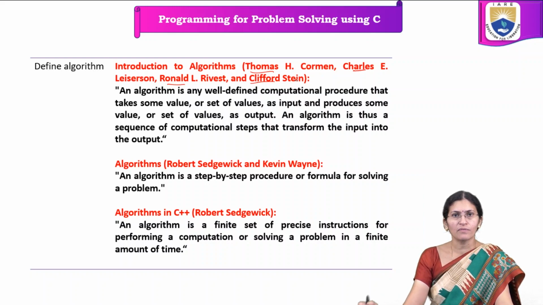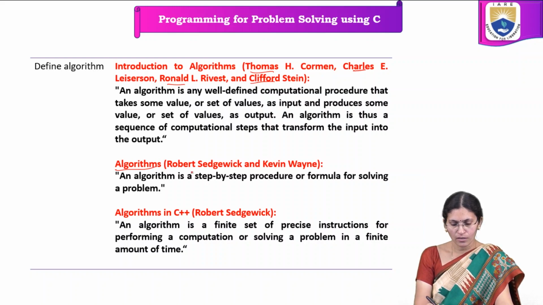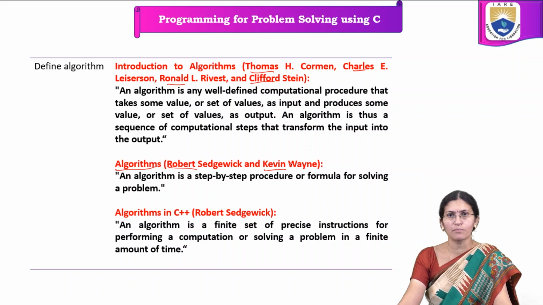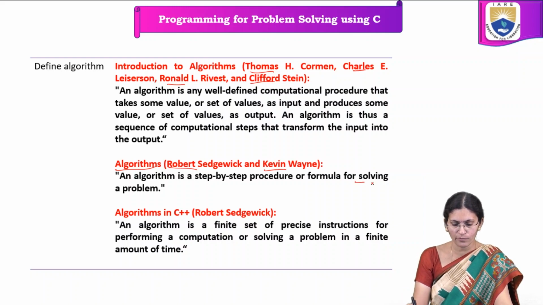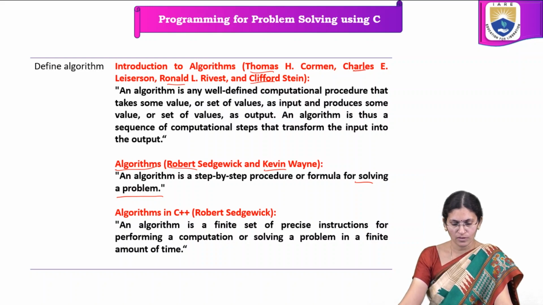Next one we have in the textbook titled Algorithms. According to Robert and Kevin, algorithm is a step-by-step procedure or formula for solving a problem. Suppose we need to solve a problem. The different steps involved in solving the problem are defined in terms of an algorithm. So algorithm gives the step-by-step procedure for solving a given problem.